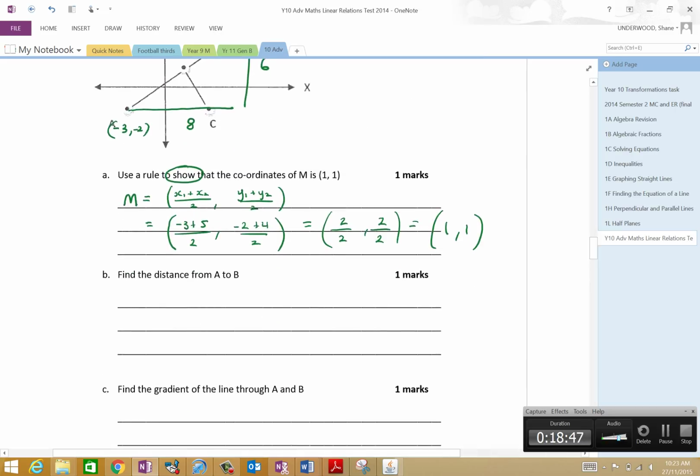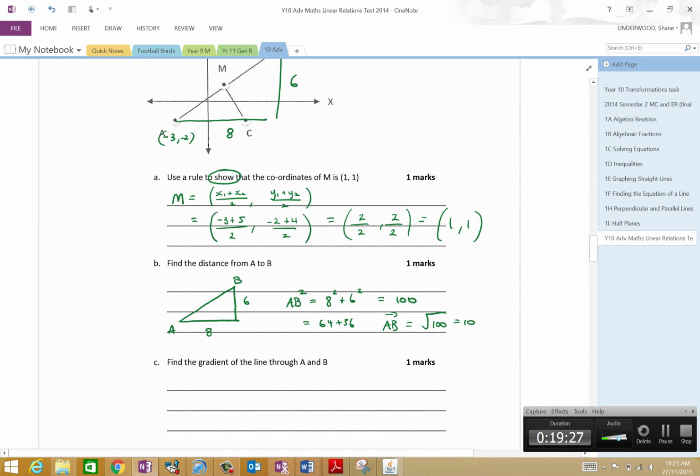So in other words, the distance from A to B, we do use Mr. Pythag. So that is a distance of 8, that is a distance of 6, and we can say that AB squared is equal to 8 squared plus 6 squared, which is 64 plus 36, which equals 100. We don't want AB squared, we want AB, don't we? AB is equal to the square root of 100, which is equal to 10. Thank you. Now, find the gradient of the line through AB.